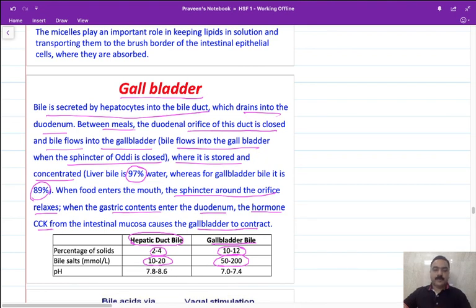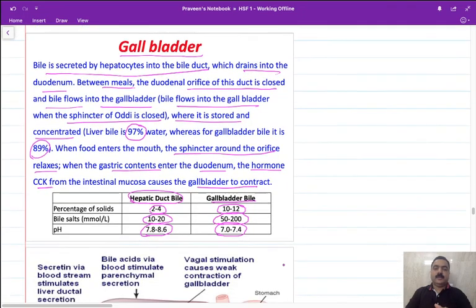Same way for the pH also. But over here what happens, when the bile duct is being secreted, you have a lot of bicarbonate, so it will be more alkaline, whereas it will be more neutral or acidic pH when it is coming from the gallbladder. So there will be less bicarbonate, because the bicarbonate is coming from the duct, not from the gallbladder. Gallbladder does not do any secretion, it only causes absorption.